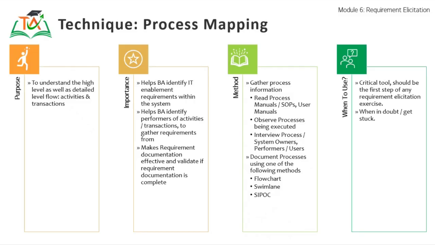Okay. And when to use? So fine, I understand, business process mapping is an important technique or tool. But when to use? A critical tool should be the first step of any requirement elicitation exercise. So it's a very, very critical tool, and you have to use it right up front. So when you go into a new organization, you understand first what business process. Now the project that we are going to do, okay, there it is process automation project only. So we have to understand process.